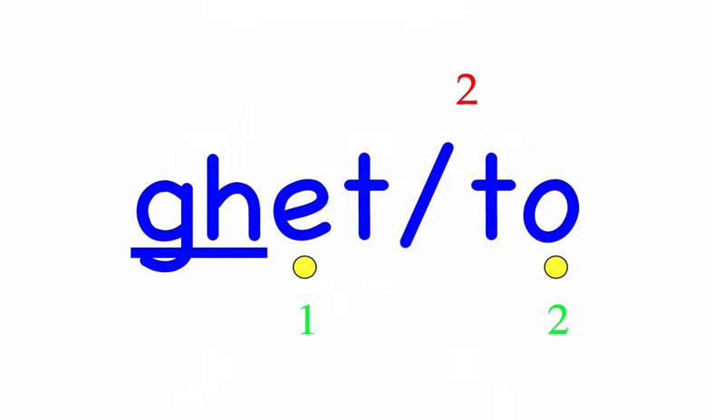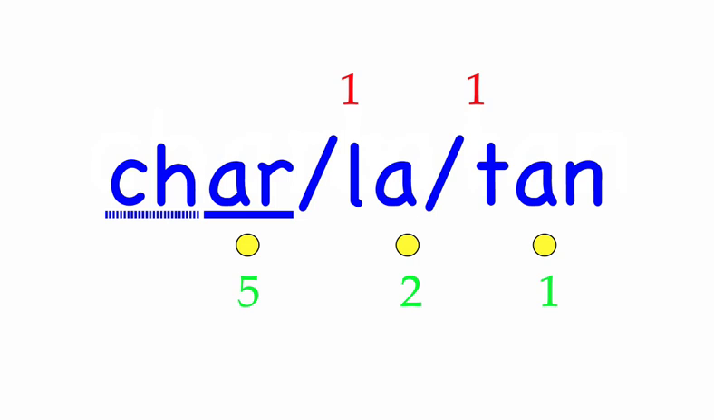Charlatan. The man was an imposter and a charlatan. This is a three-syllable word, and you pronounce it for spelling char-lay-tan. Char has two sounds, sh, r. Lay, two sounds, l, a. Tan, three sounds, t, a, n. Char-lay-tan. Mark the word. Char-lay-tan.